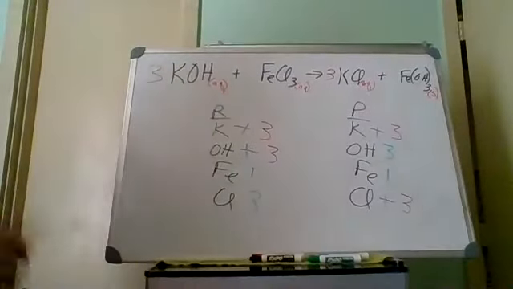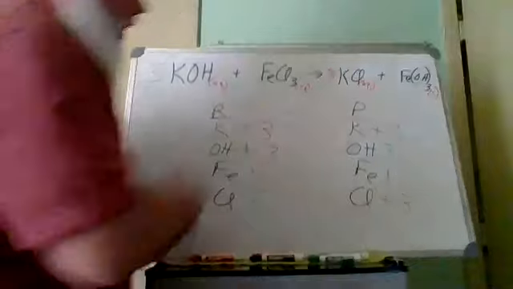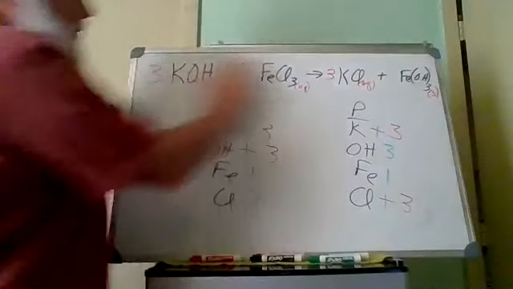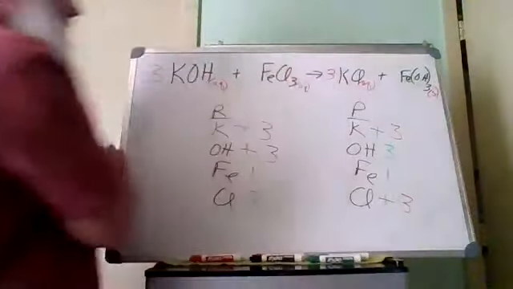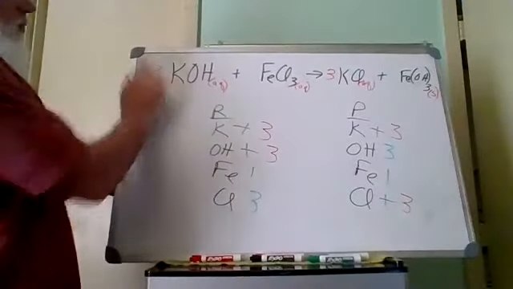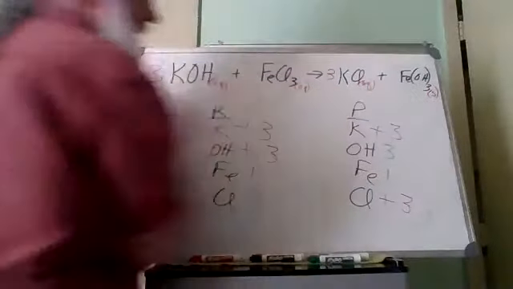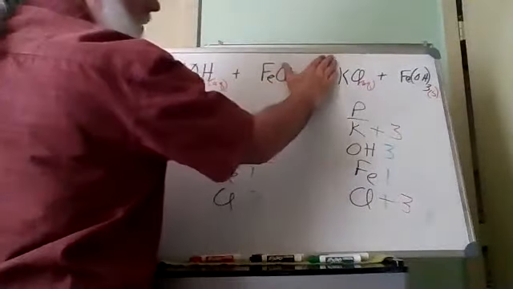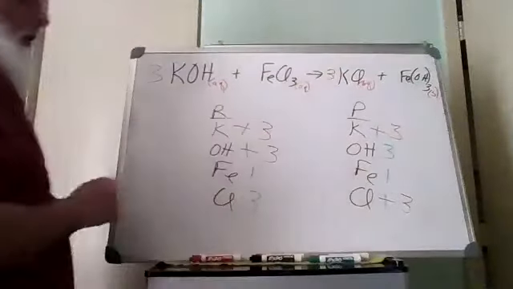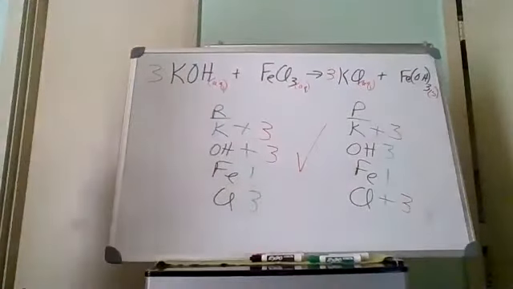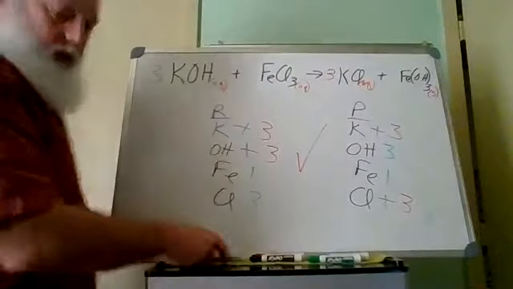Okay? Now, as always, we should go back and check. 1 potassium times 3 is 3 potassiums. 1 potassium times 3 is 3 potassiums. There's 1 hydroxide times 3 is 3. There's 1 hydroxide times 3 is 3. There's 1 iron, there's 1 iron. There's 3 chlorines, there's 1 chlorine times 3 is 3 chlorines. So this is balanced properly.